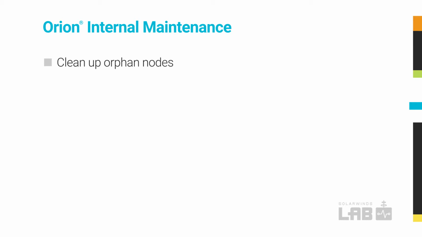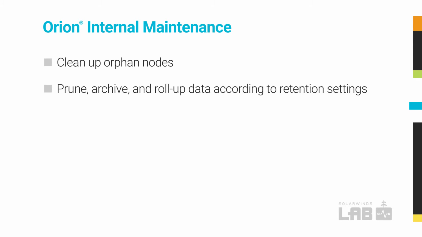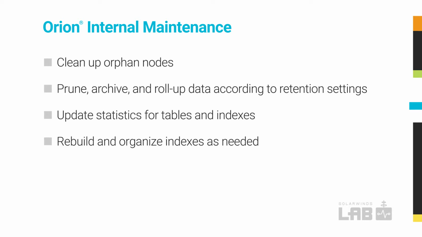And the KB article doesn't list the details, but here's what the Orion internal maintenance does for you. One, it will clean up the orphan nodes that you have there. Important, yep. And it will prune, archive, and roll up data according to retention settings. Yep, mention that. And it will update statistics for tables and indexes. Right. And it will rebuild and organize indexes as needed. Okay, so let's show them where it is.